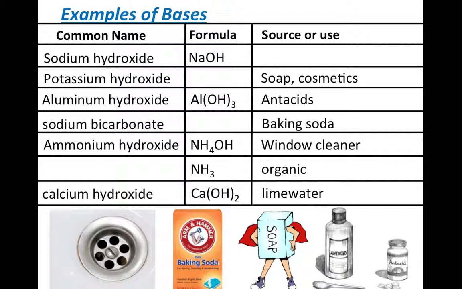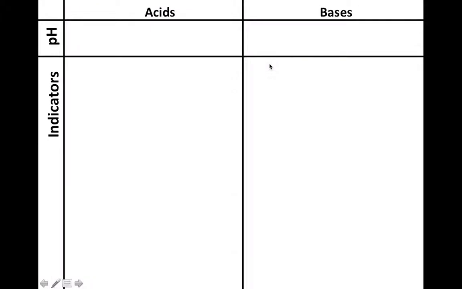Let's take a look at some everyday examples of bases. You get sodium hydroxide, drain cleaner, potassium hydroxide, soap and cosmetics, sodium bicarbonate in baking soda, and NH3 is ammonia, and then you get calcium hydroxide, which is lime water. It's important to know these formulas and what their common names could be, or where you could find them.